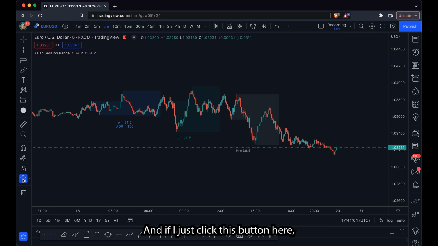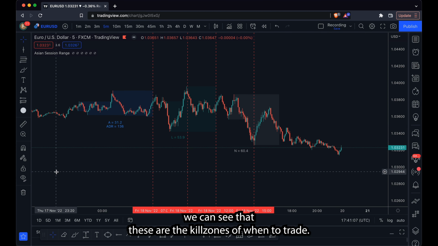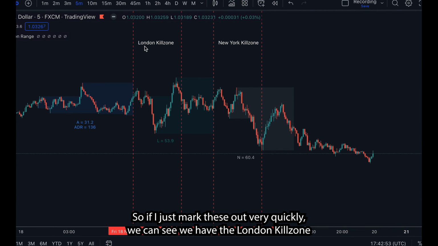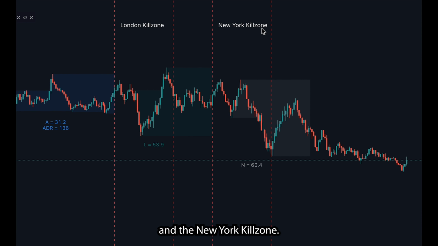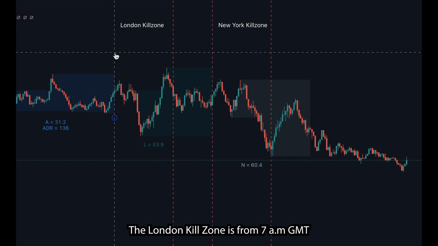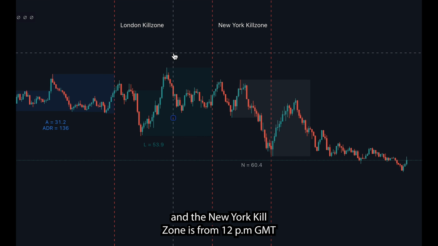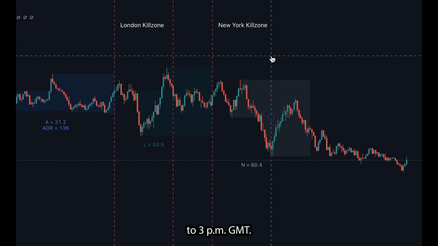And if I just click this button here, we can see that these are the kill zones of when to trade. So if I just mark these out very quickly, we can see we have the London kill zone and the New York kill zone. The London kill zone is from 7 AM GMT to 10 AM GMT, and the New York kill zone is from 12 PM GMT to 3 PM GMT.